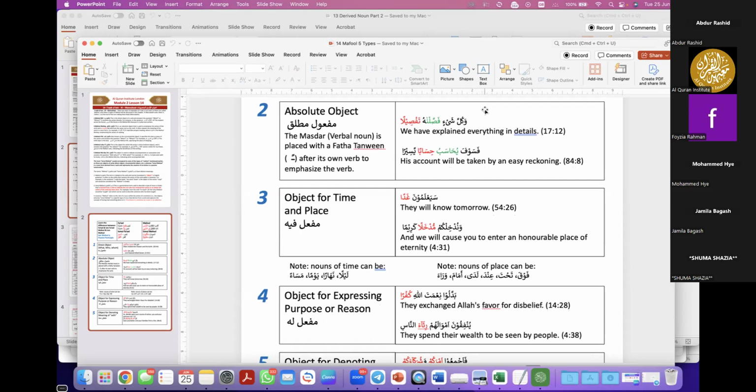Maf'ul bihi is a maf'ul that answers the question what, who, whom. Example: qatala Dawood Jaluta. Dawood killed Jalut. The object takes fatha. Fa'il, maf'ul is the direct object. Direct object. Yes. What answers the question what, who, whom. MashaAllah, very good. Excellent.